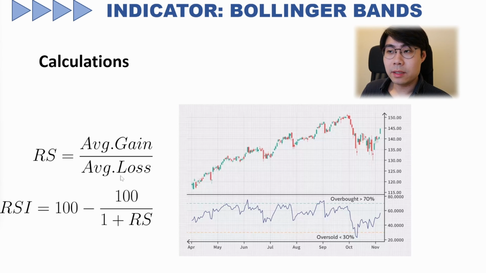If that doesn't make sense, it's okay. Just take a look at the formula again. Understand that if you have a higher average gain, then you'll end up with a higher number from this formula. And that's why, again, if the RSI is over 70, then we consider it overbought, and if it's below 30, then it's considered oversold.